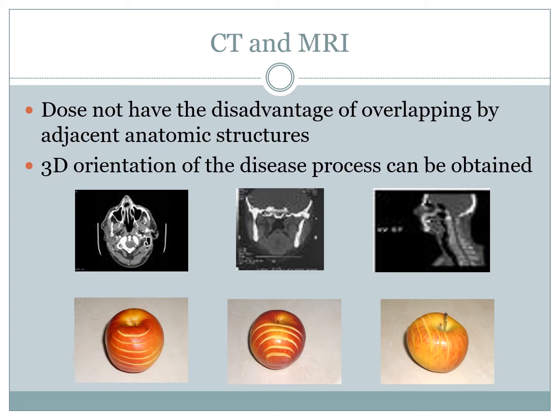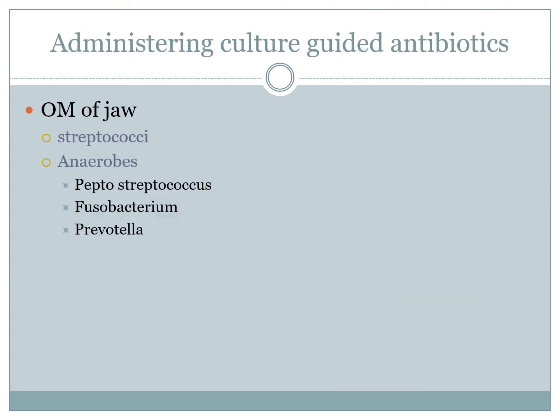It is also commonly used in MRI. Normally we want to see the bone in three dimensions, how it affects soft tissue, or how much area of the bone is destroyed. So 3D CT and MRI are more commonly used. The choice of antibiotics depends mainly on the organisms: Streptococci or anaerobes like Peptostreptococcus, Fusobacterium, or Prevotella.